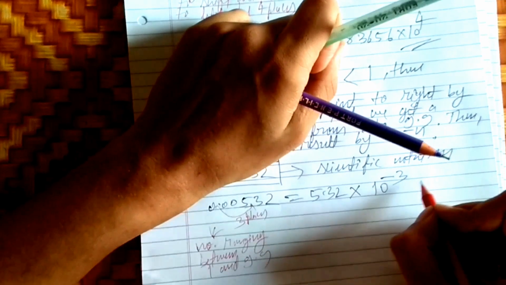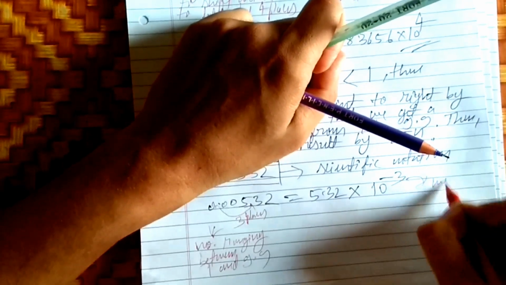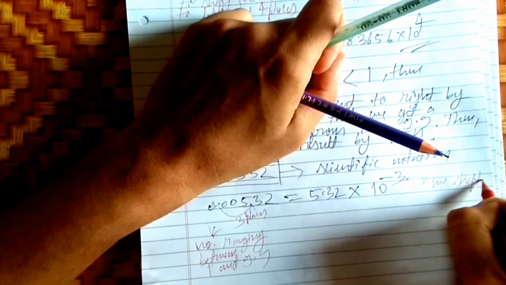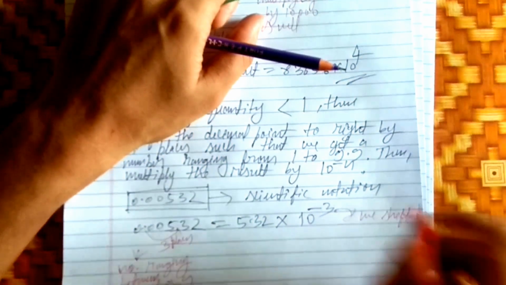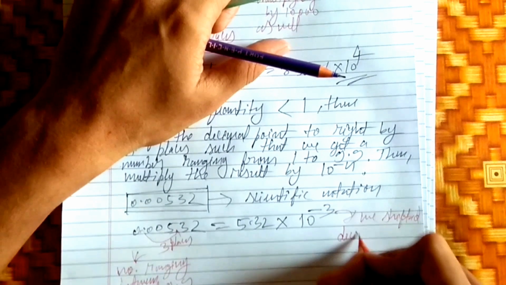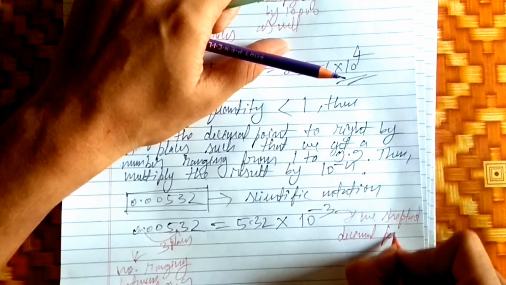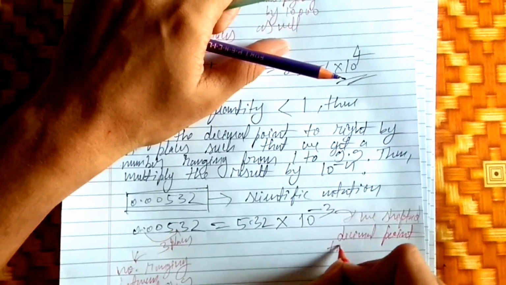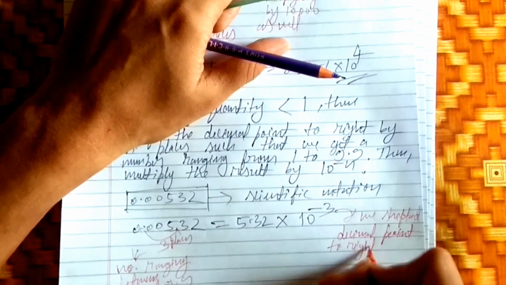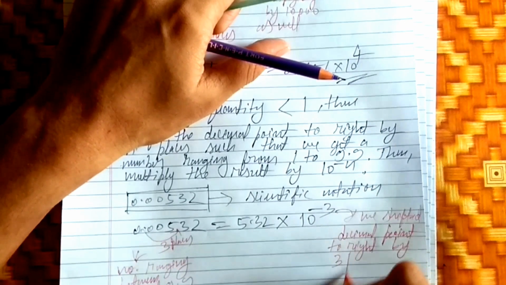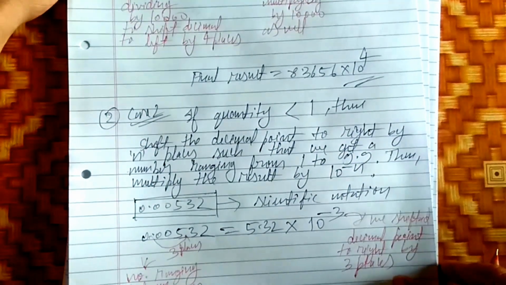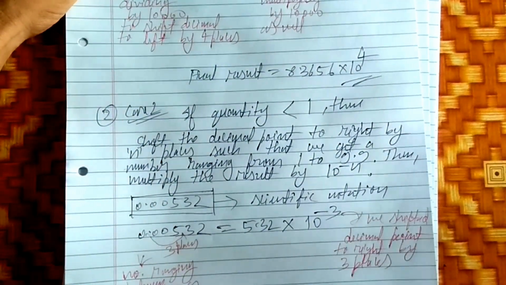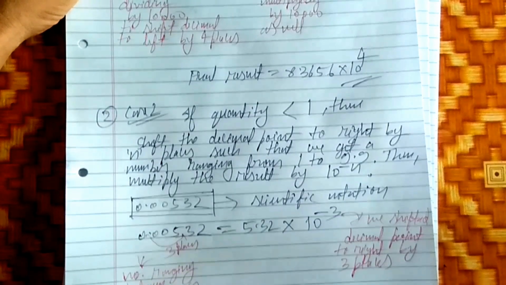Why did we multiply by 10 to the power minus 3? Because we shifted the decimal point to the right by 3 places. That's why we have multiplied by 10 to the power minus 3. Okay, clear? No problem at all, right?